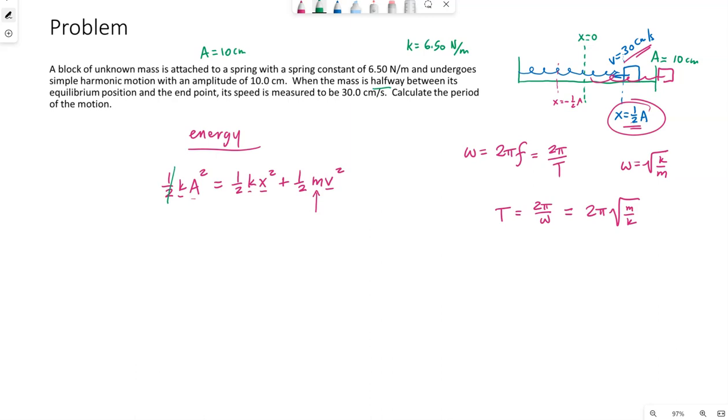All right, so I can see that there is a 1/2 in every term. So I'll go ahead and cancel that out. I need to bring the kx squared to this side. I know v, I'm solving for mass. I'm going to go ahead and factor out the k just for simplicity and plugging it into my calculator. And then I end up needing to divide by v squared.